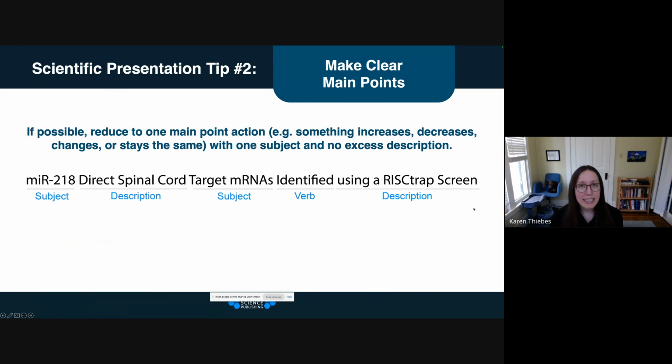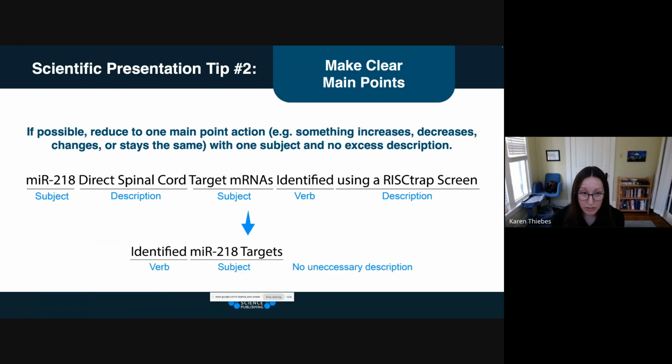That's fine if I'm reading this independently and I have a lot of context of a publication, right? That's telling me there's targets for this molecule and this is how they were identified. But the attention span during a presentation is so much lower. So if I were to use this exact same idea in a presentation title or poster title, I can change that to the verb and the subject: identified microRNA 218 targets, and remove all unnecessary description.